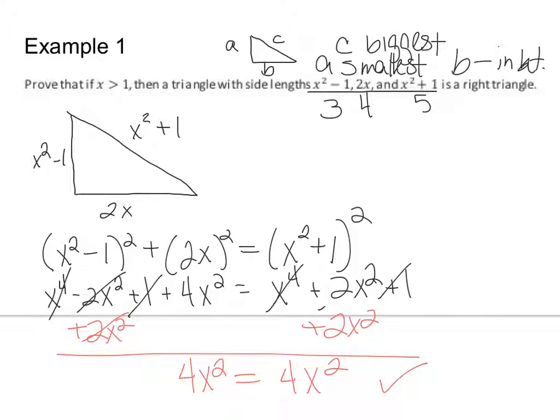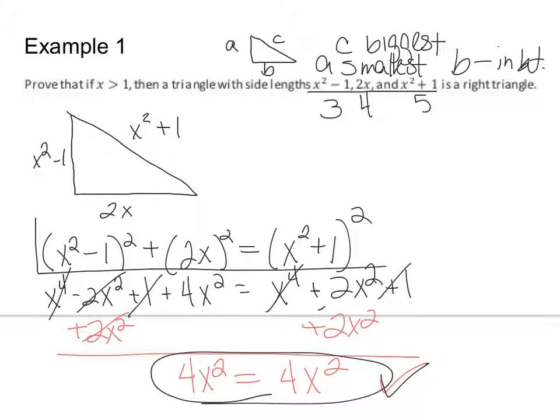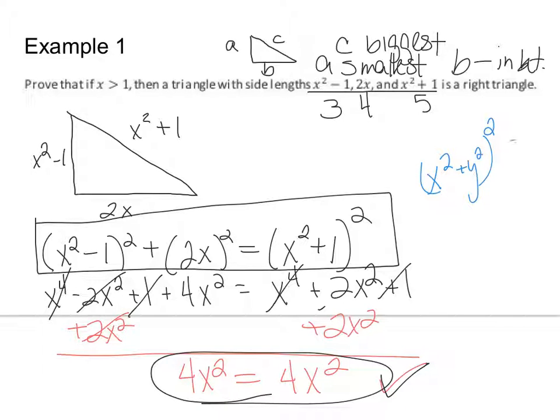So what I've proven is that this is true, this being our Pythagorean theorem, and the identity that I wrote on the first slide, which is the one we're going to use to prove Pythagorean triples, is x squared plus y squared, quantity squared, equals x squared minus y squared, quantity squared, plus 2xy, quantity squared.